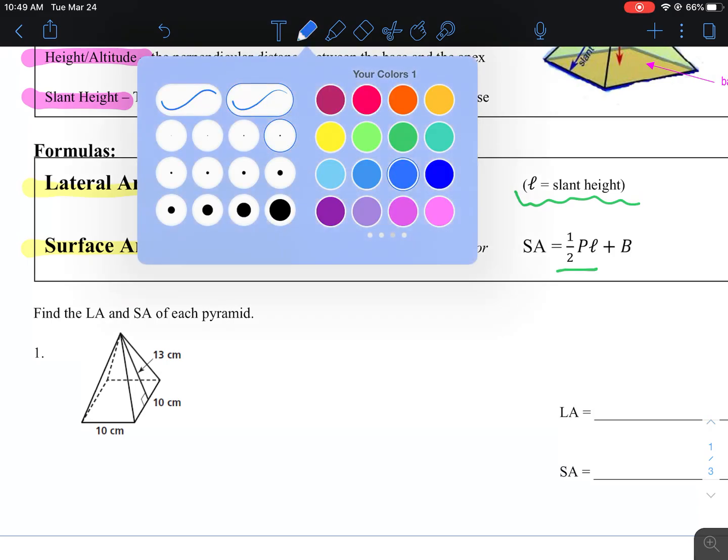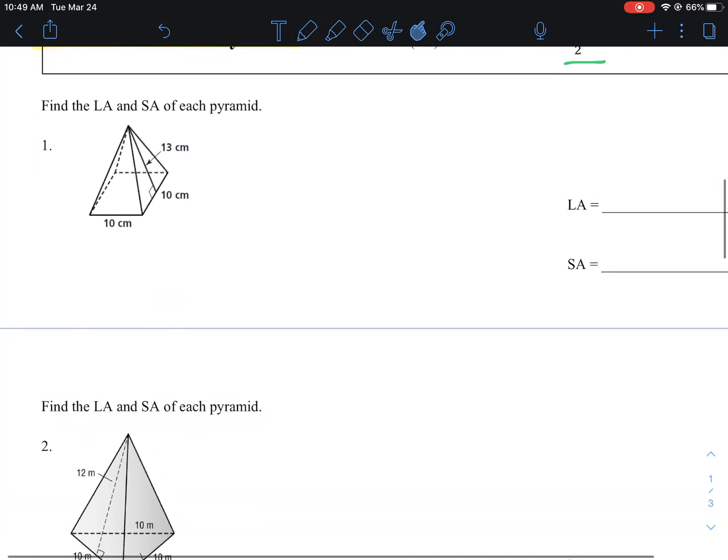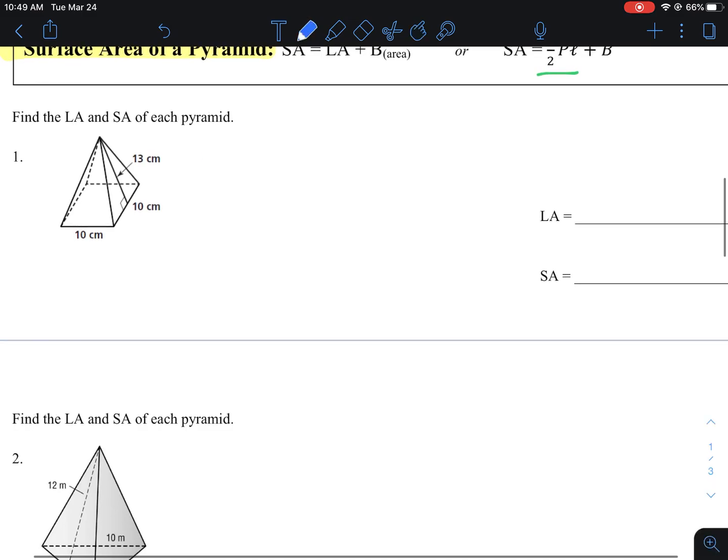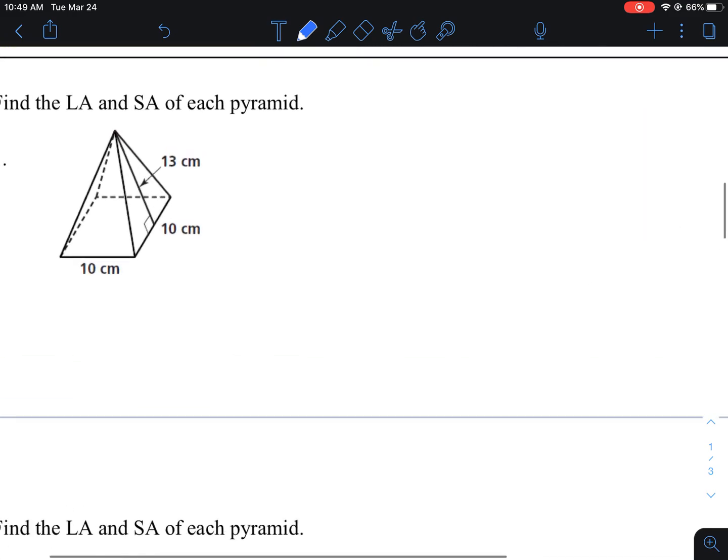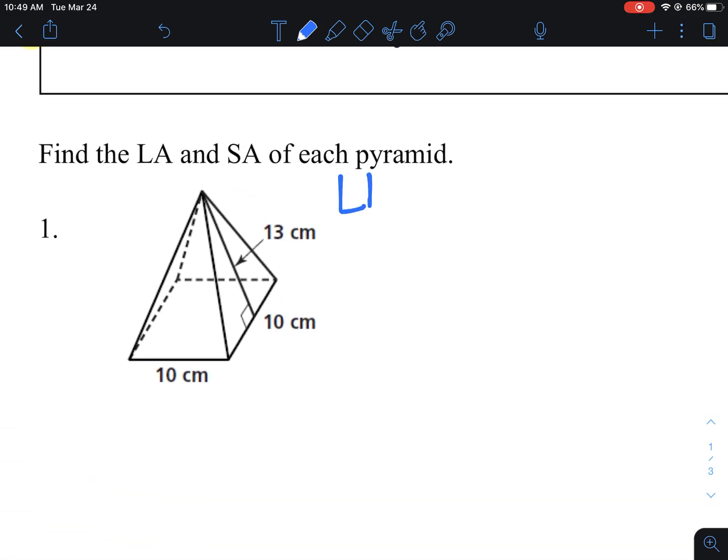Okay. So let's try some. So this first one, it's wanting us to find both the lateral area and the surface area of each pyramid. Let's do lateral area first, always, because then you need that lateral area to plug into the formula for surface area. Okay, so remember, lateral area. I always just start by writing the formulas because, I don't know, it's a good habit to get into. Lateral area is 1/2 the perimeter of the base times the slant height. So 1/2 the perimeter of the base.